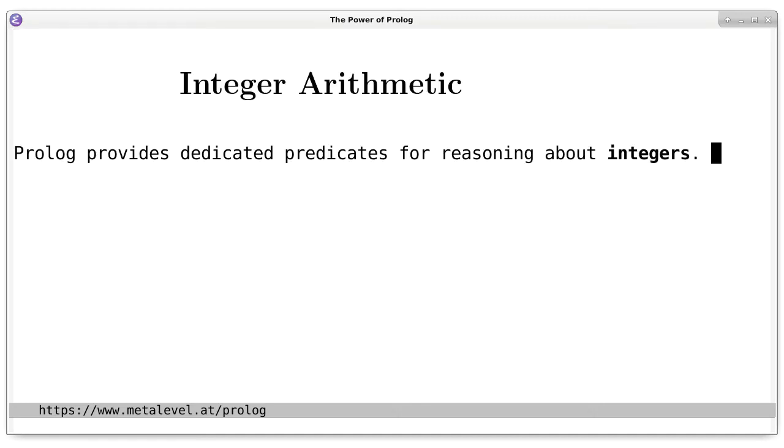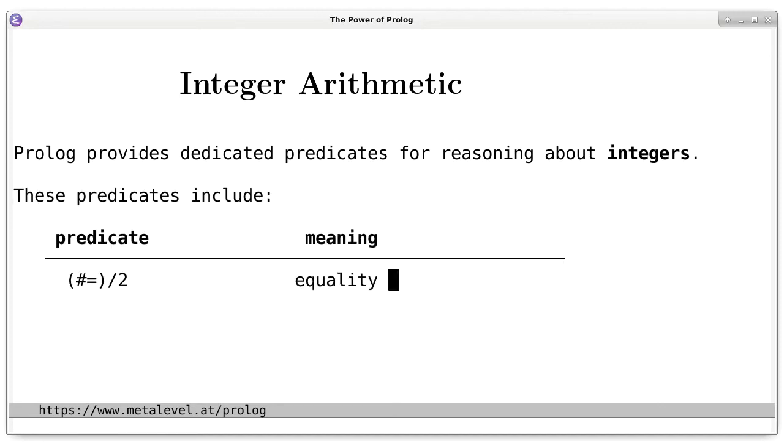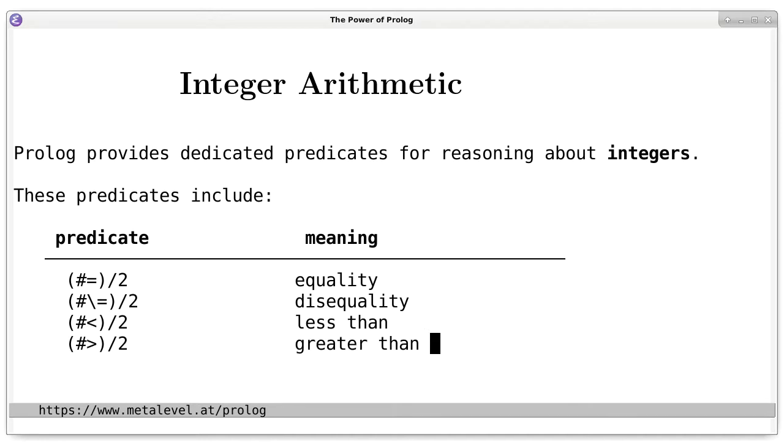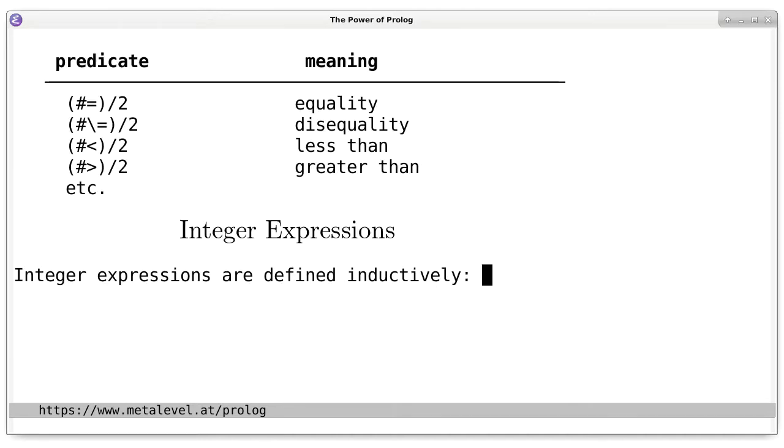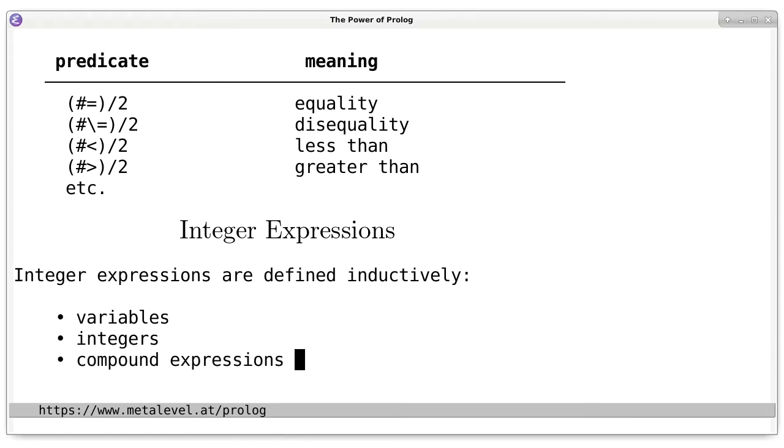Prolog provides dedicated predicates for reasoning about integers. These predicates include equality, disequality, less than, greater than, and also a few other predicates. These predicates all reason about integer expressions, which are defined inductively. Variables, integers, and compound expressions are integer expressions.